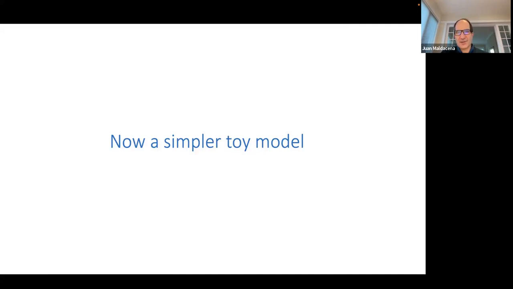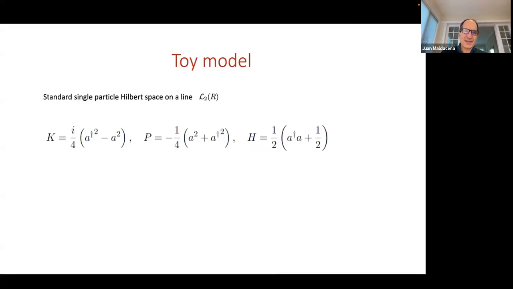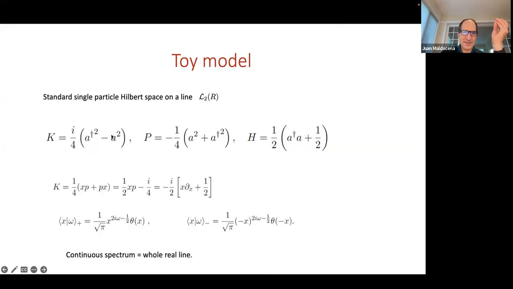And in order to understand what's happening and why there is that difference, we can go to an even simpler model where we have just the standard single particle Hilbert space on a line. You can think of that as the Hilbert space of a harmonic oscillator, where we have operators A and A dagger, and then we can realize H to be more or less the standard harmonic oscillator Hamiltonian, and K and P to be these other operators.